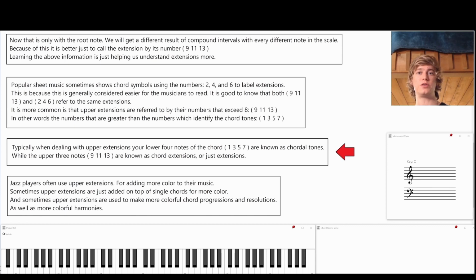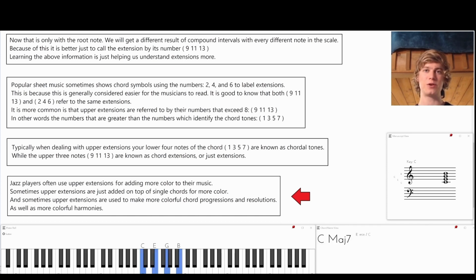So typically when you're dealing with upper extensions, your lower 4 notes that can be found in the chord, your 1, 3, 5, and 7, are thought to be your chordal tones. While the upper 3 notes, the 9, 11, and 13, are known as upper extensions or can just be thought of as extensions. Jazz players often use upper extensions for adding more color to their music. Sometimes upper extensions are just added on top of single chords for more color. So you might add a 9 on top of your 7th chord to make it sound a little more full. And sometimes upper extensions are used to make more colorful chord progressions and resolutions, as well as more colorful harmonies.